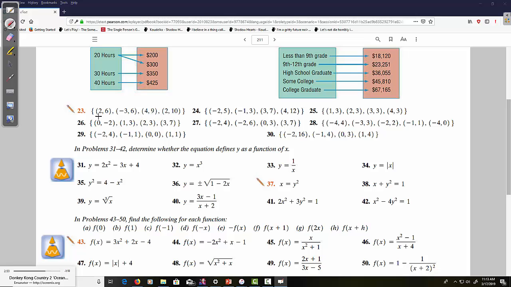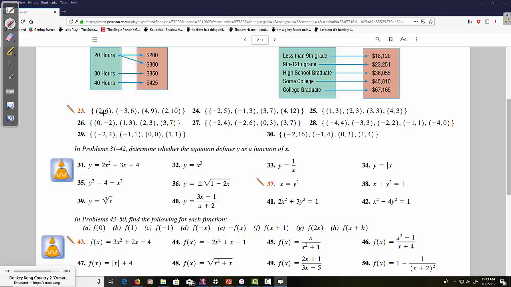Here we've got 2 as an input, 6 as an output, -3 as an input, 6 as an output, 4 as an input, 9 as an output, 2 as an input, 10 as an output. Generally, the x-coordinate, or really when we get into equations, x is generally denoted as the domain variable, whereas y is the range variable. They also have specific titles we'll get into here in a second.